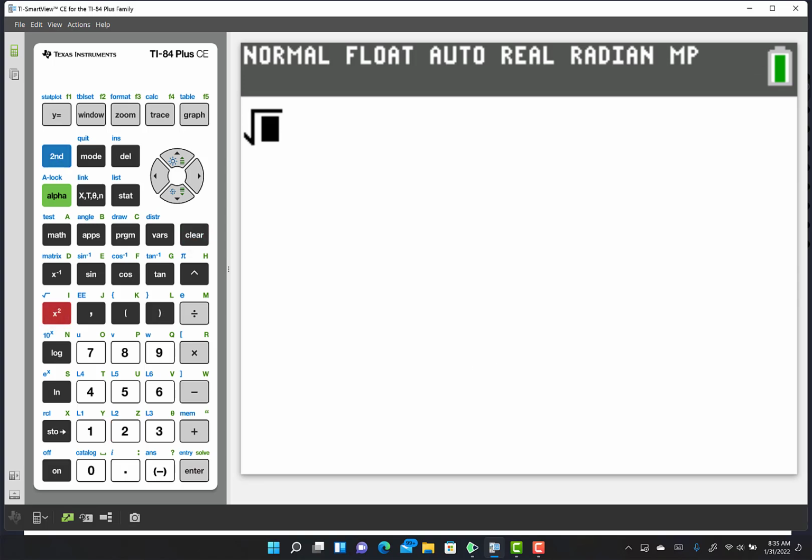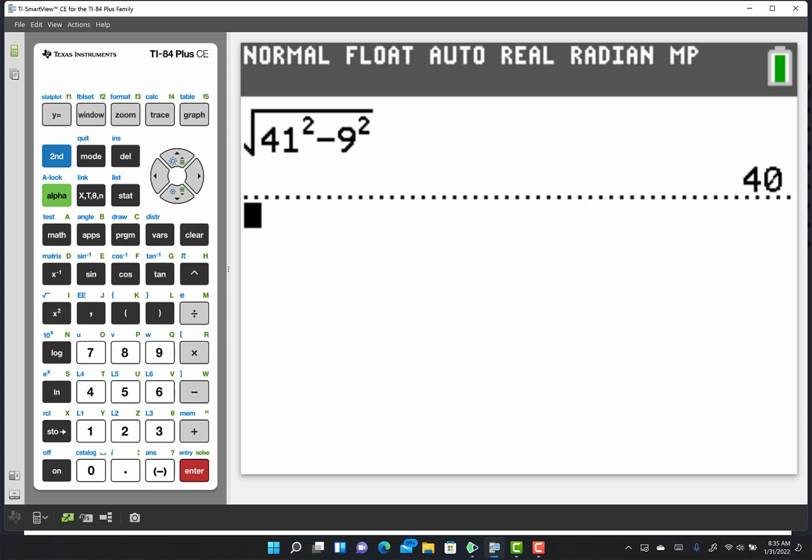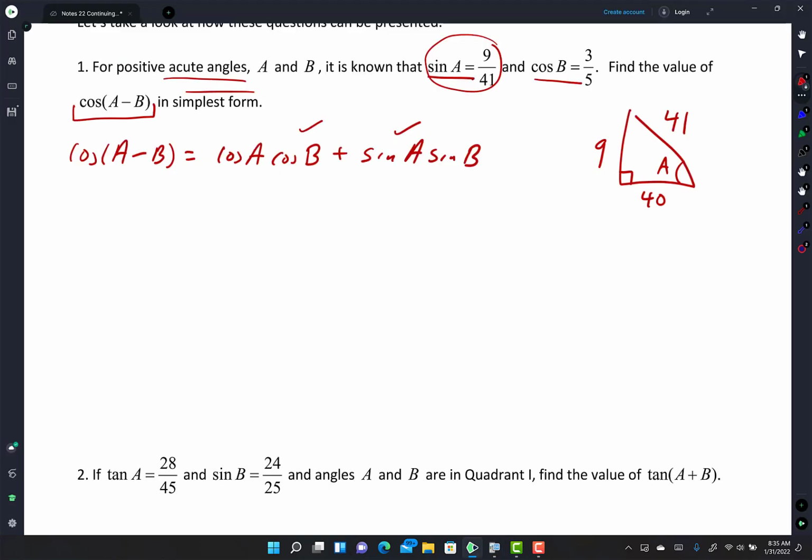Square root of 41 squared minus 9 squared. No, we got it. It's called the Pythagorean triplets, guys. You should have covered this in geometry. But sometimes you get rusty, and it's okay. If you don't know that, it's okay, guys. Just do the Pythagorean theorem. 41 squared minus 9 squared. Are we okay so far? Okay, so now from that, I'm going to be able to get, what am I going to get? Cosine A. So there it is.